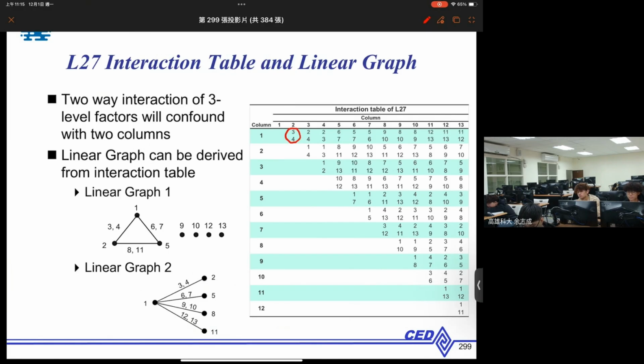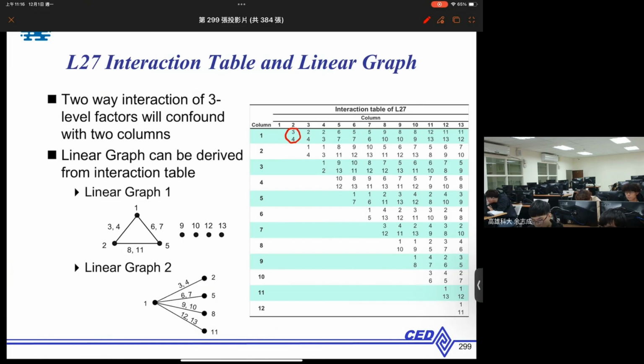Column 2 and column 4, as you can see here, 2 and 4 happen in 1, 3. Okay, 1, 3. Interactions always happen in 2 columns. So this is the corresponding linear graph.